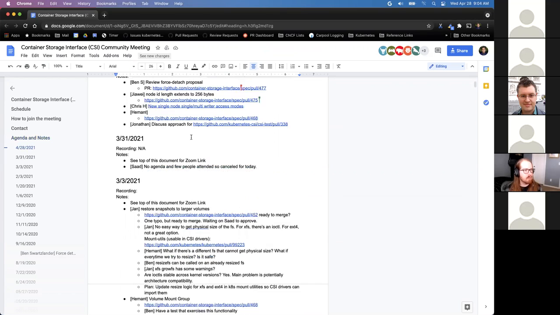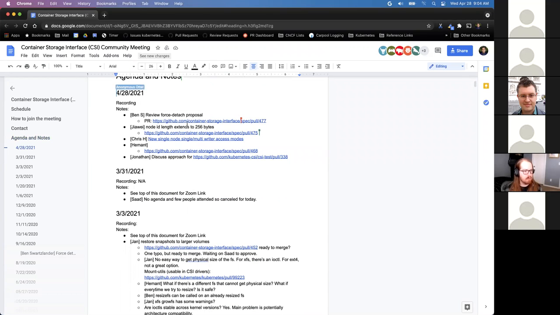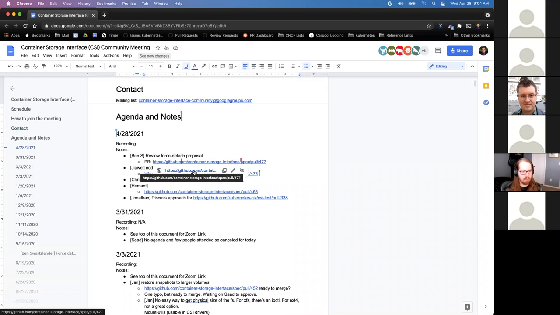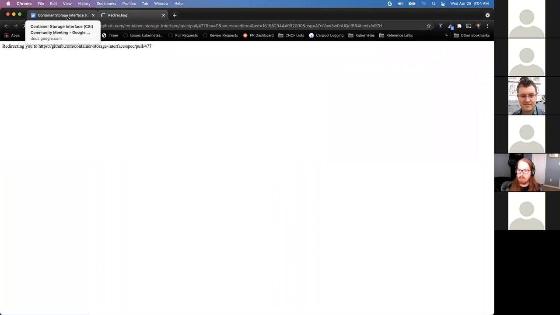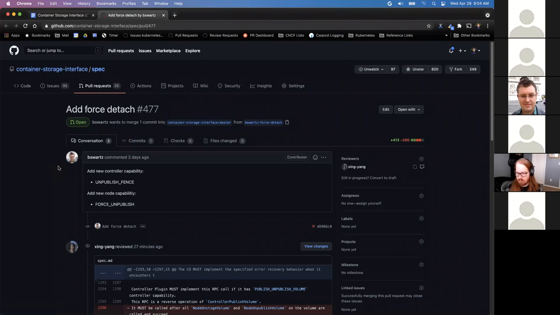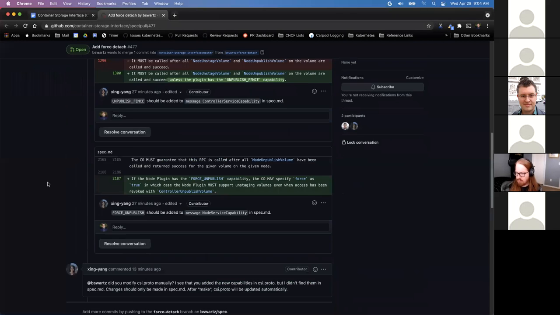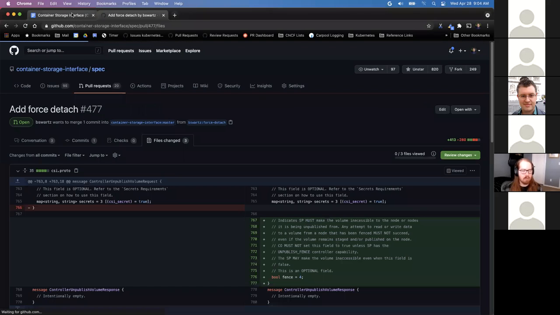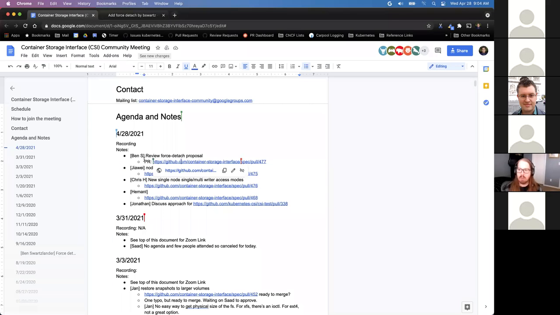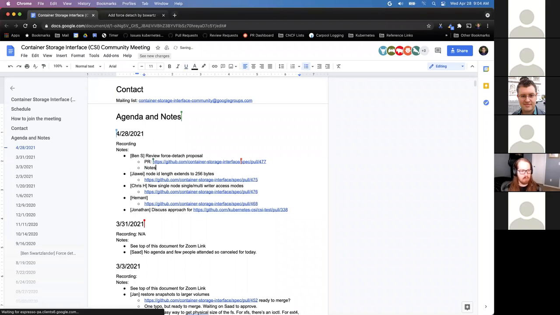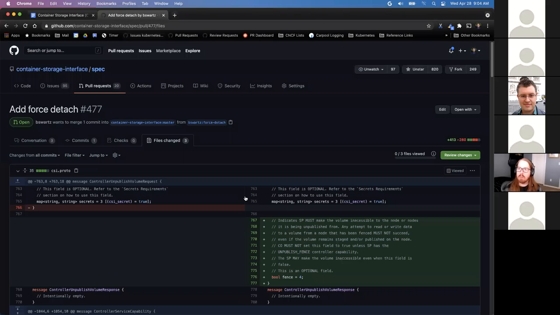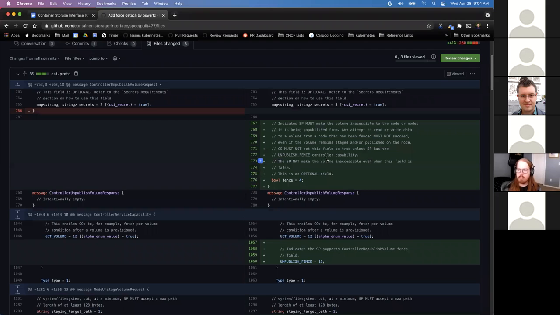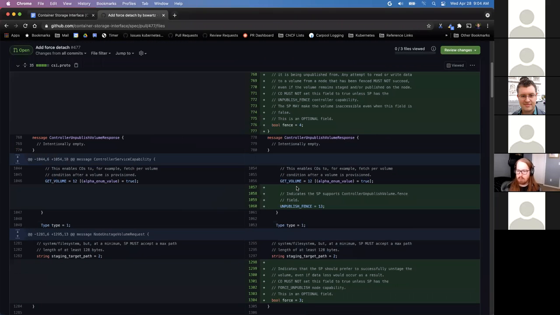First item, Ben, review force detach proposal. Yeah. So some of you may remember that back in September, I made a high-level proposal for this feature, but I didn't supply a PR at that time. So I went ahead and filled out the specific proposal with two new capabilities, one controller capability, one node capability, and some new fields on methods. But the proposal is basically the same as it was back in September.